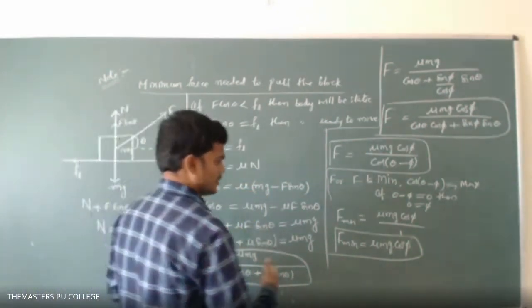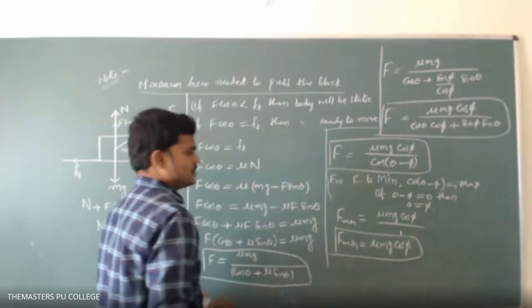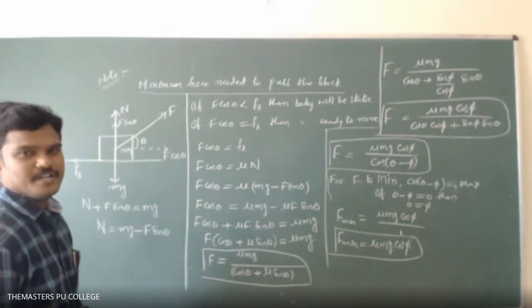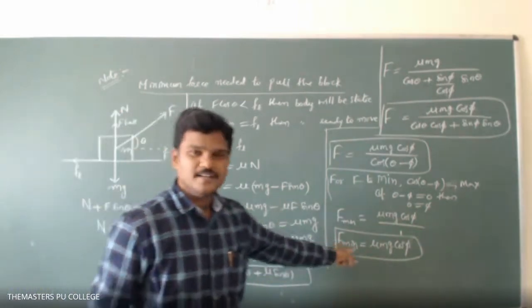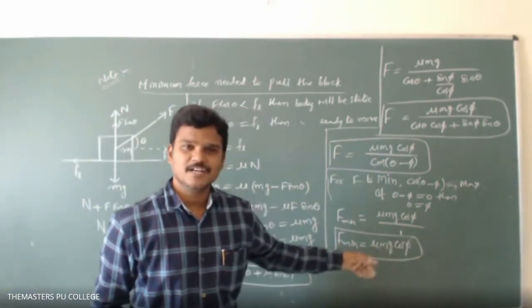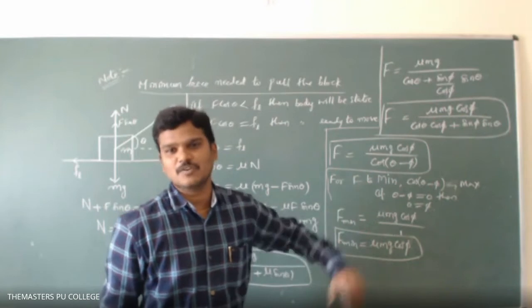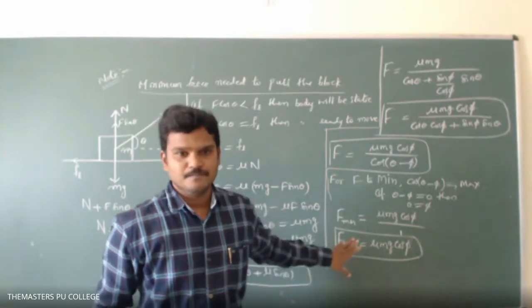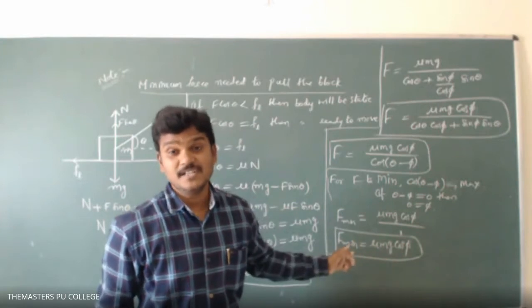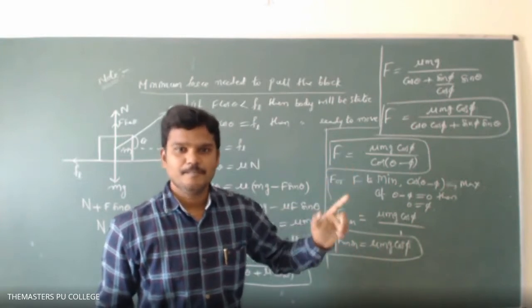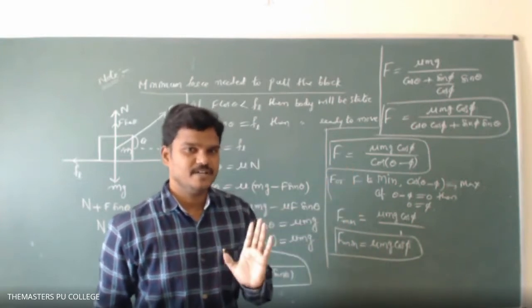Okay, what is the minimum value I'm getting here now? You write it. F minimum is how much? F minimum I got mu mg cos phi. If you want, you can extend one more step also. If you write mu as sin phi by cos phi, cos phi cancelled. What is the final answer? mg sin phi. Got it?